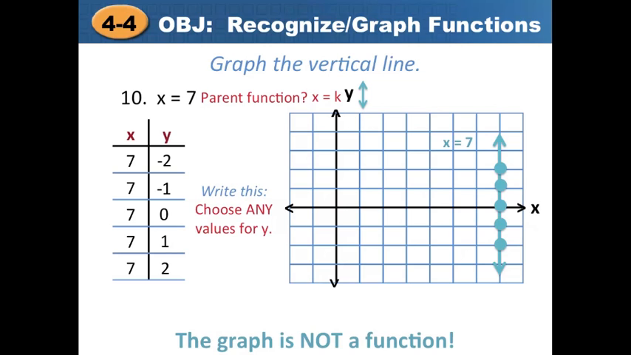Notice this graph is not a function. Each x can only be paired with one y in order to be a function. We have the same x paired with several different y's, so this is not a function. It fails the vertical line test.